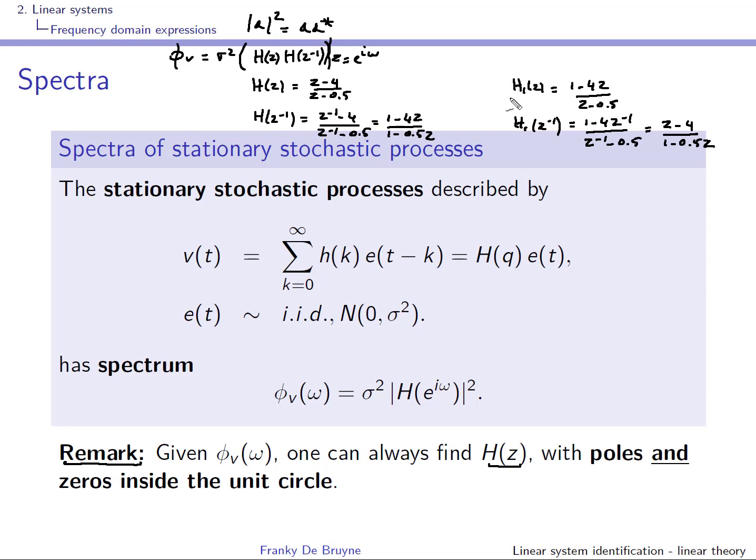So without loss of generality, you can always find a noise model where the poles and the zeros are inside the unit circle. This is important because we want a stable transfer function, but we'll see later that we also need an inversely stable transfer function, so that we can take the inverse of H. If it has zeros inside the unit circle, it will be an inversely stable transfer function.